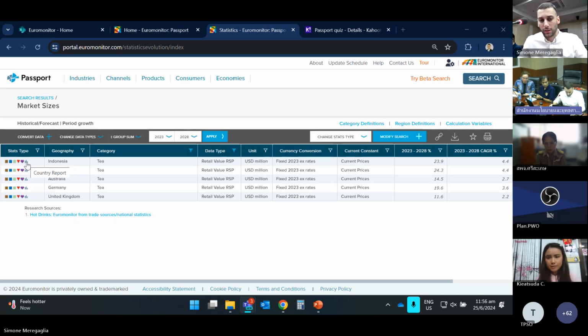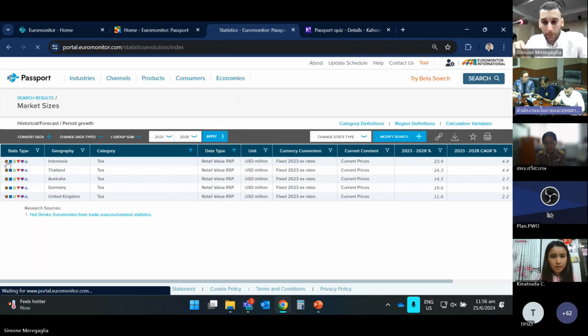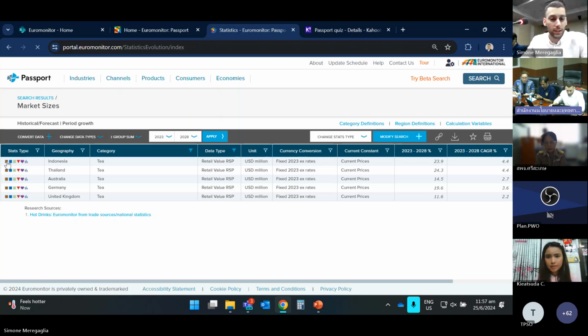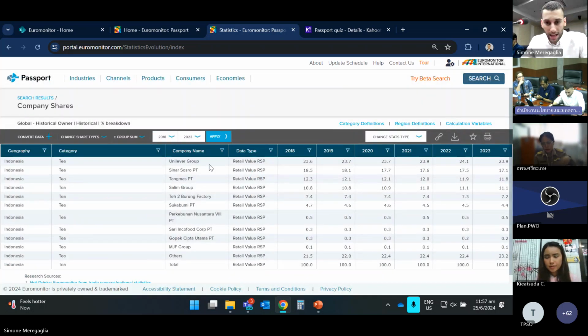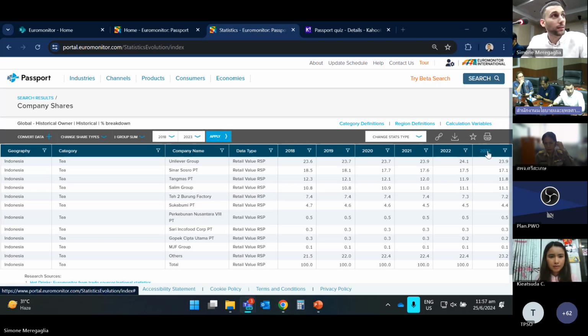But this one I will show you later. So for example, if I go into Indonesia and I click on company shares, I want to see who currently are the biggest companies retailing tea in Indonesia. It gives me a list of companies. Then I can have a ranking from 2023. And we see the Unilever, Sina, Tangmas, etc.